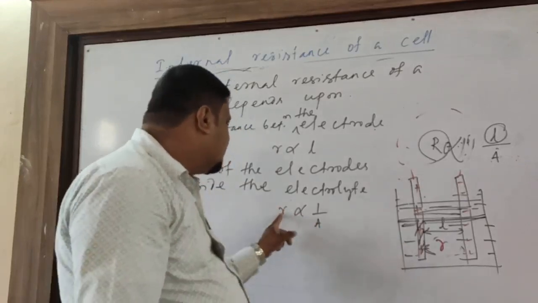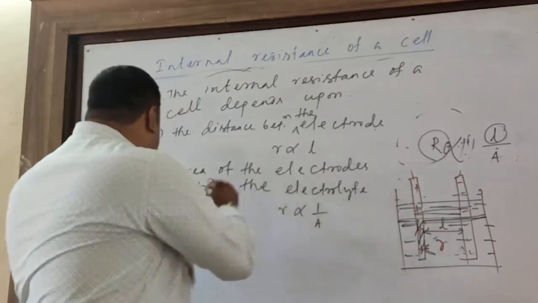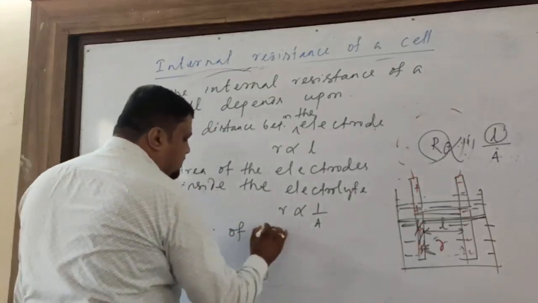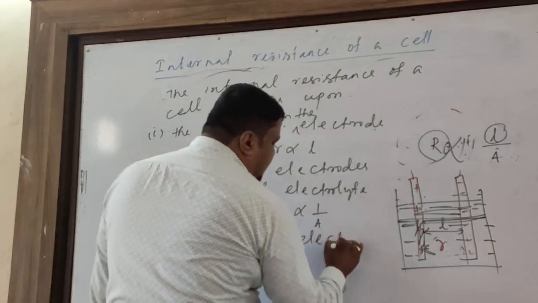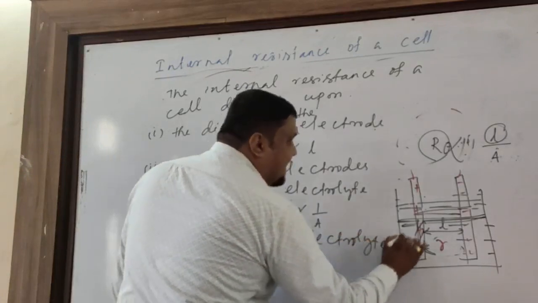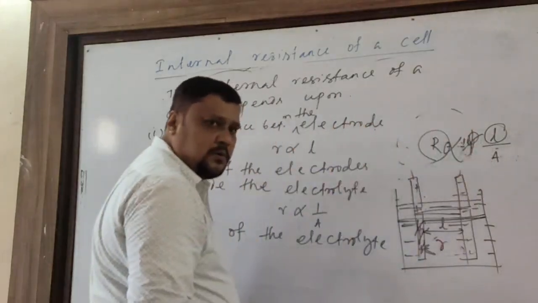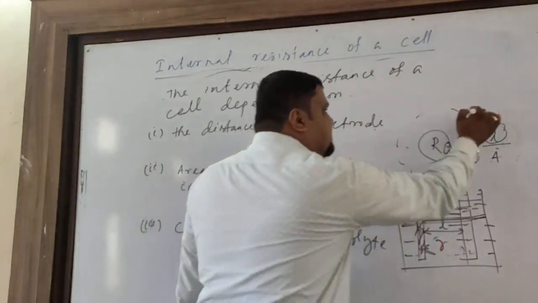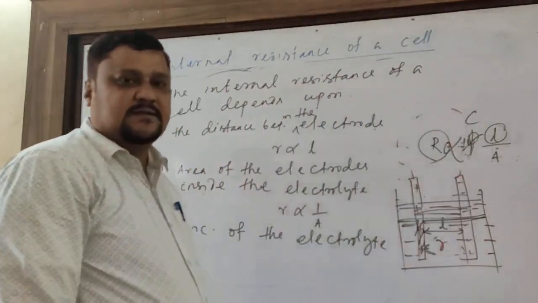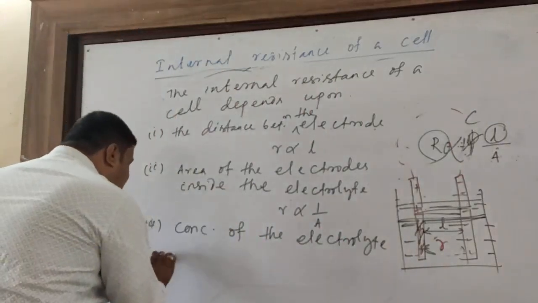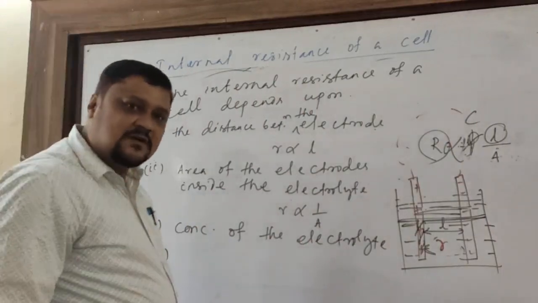If it increases, R decreases. The third factor is the concentration of the electrolyte. Then you are looking at the rho factor. That rho is not the specific resistivity. It gives you the concentration of the electrolyte. And the fourth important thing is that resistance depends on temperature.